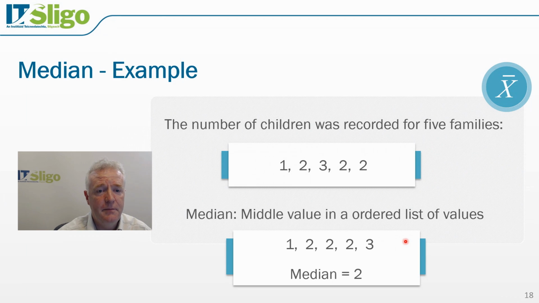Let's take the example of the median. If we take the same set of data, the median refers to the value which is in the middle of the ordered set of data. So we arrange the values in ascending order. We have 1 first, followed by 3 2s, followed by 3. The value in the middle, which is here, is 2. So the median is 2. So the median number of children in a family based on this set of data is 2.